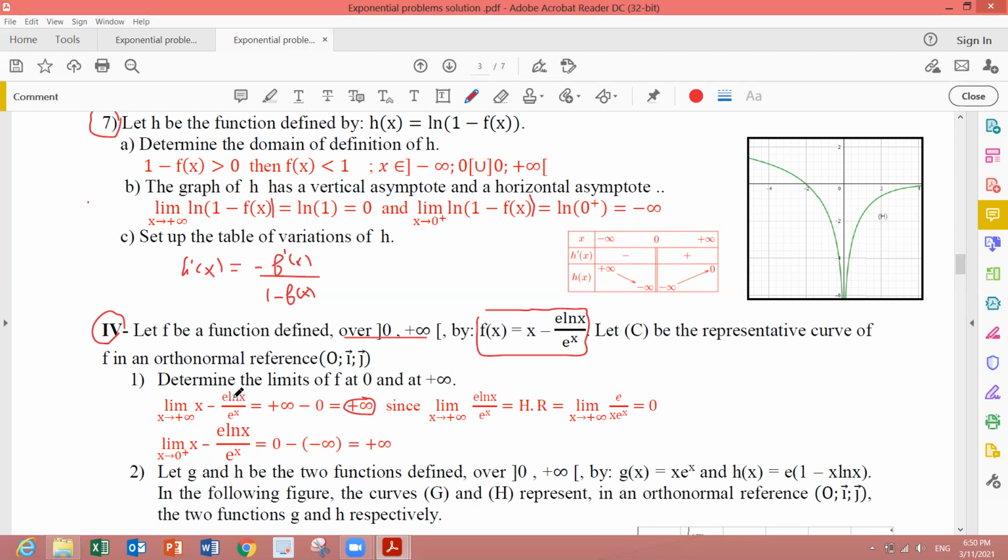I repeat, e to the ln x over e to the x is infinity over infinity. Apply L'Hospital's rule: the derivative of ln x is 1 over x, over e to the x, which becomes 1 over x e to the x, which is 0. Now the limit as x tends to 0 plus: ln 0 is minus infinity, so we get plus infinity.